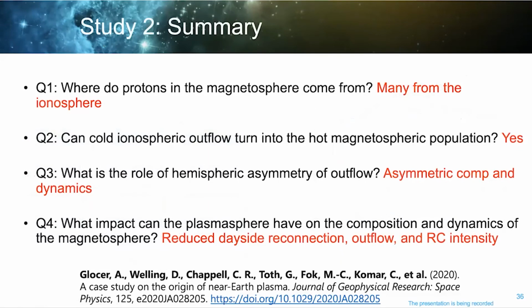So just to summarize this study, we looked at where the protons in the magnetosphere come from. Many of them come from the ionosphere in this case. Of course, other storms may be different. We looked at how the cold ionospheric outflow can turn into the hot population. It definitely can, both in the plasma sheet and in the ring current. We looked at the role of asymmetric ion outflow and found that it can give you asymmetric filling of the lobes. And we also looked at the effect of the cold plasmasphere and that it can be fairly significant.